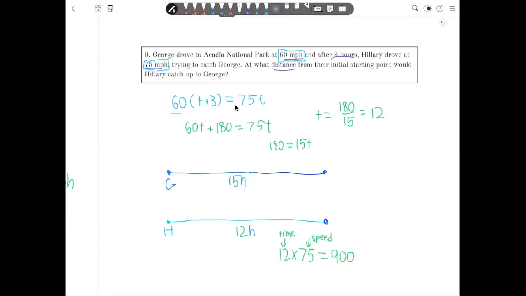But there's actually a way we can check our work. We can say, okay, will George also travel the same distance? You can see that 15 hours for George times 60 miles per hour is 900 miles. We see that these are equal, the same number of miles. And that means our answer is correct. 900 is indeed correct. 900 is the answer. Any questions?